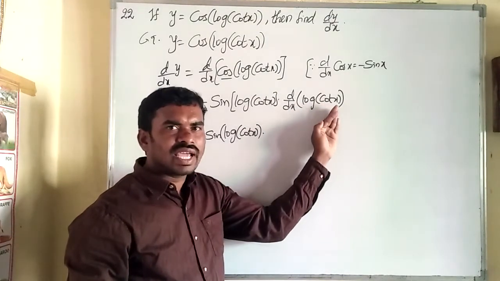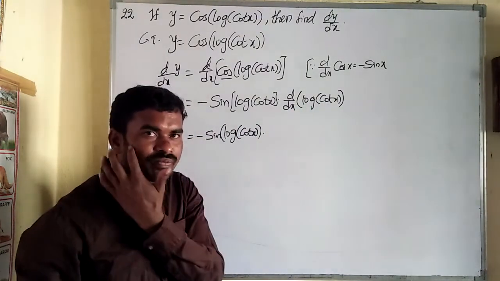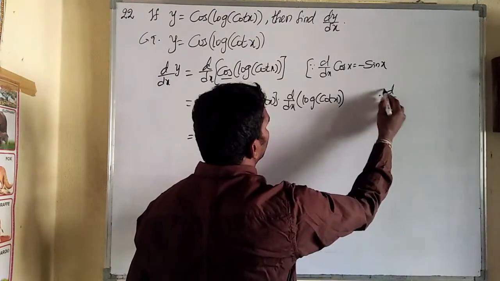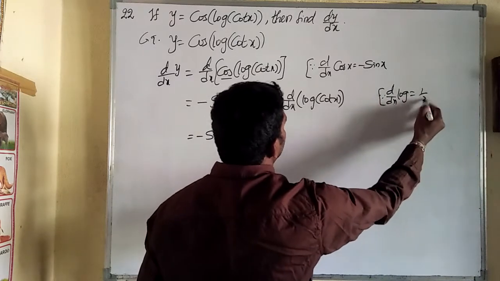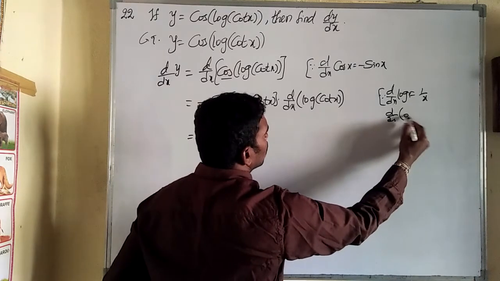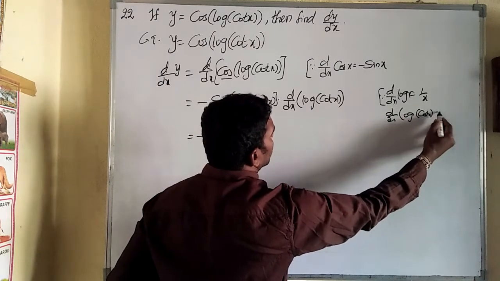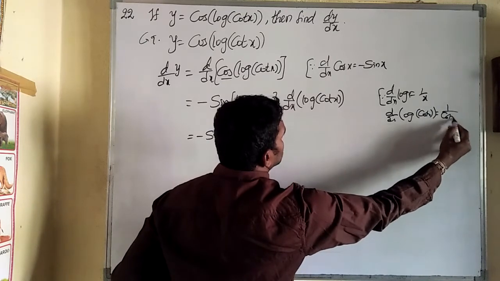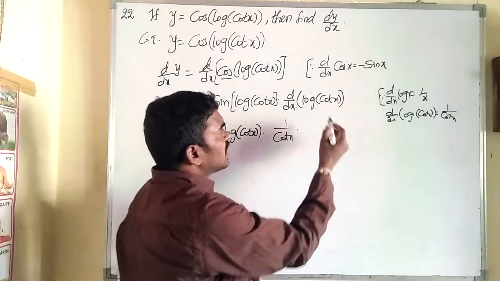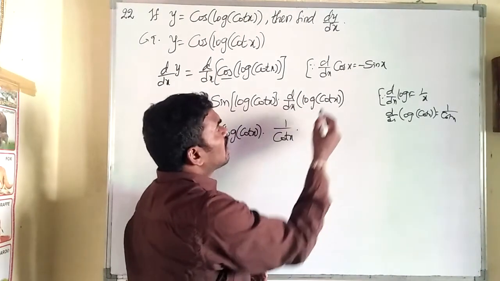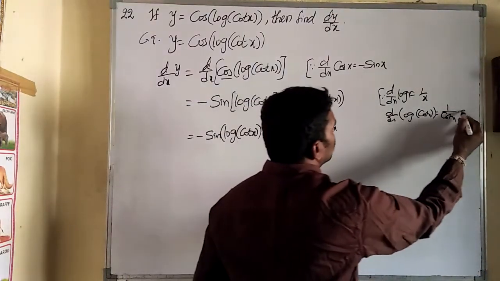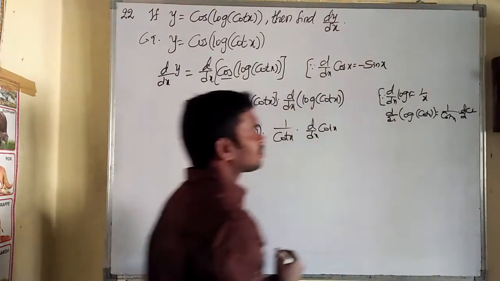And here, which formula? Log of x. Very good. Log x formula, 1 by x. So second formula, d by dx of log x is 1 by x. So according to that formula, d by dx of log cot x, we can write as 1 by cot x. Am I right? So 1 by cot x into, here in place of x, cot x is there. So again take d by dx of cot x.